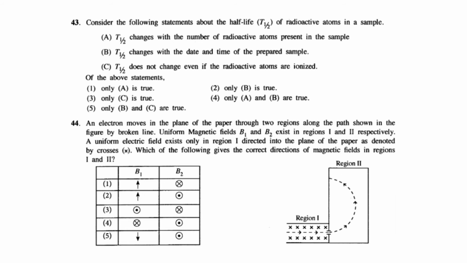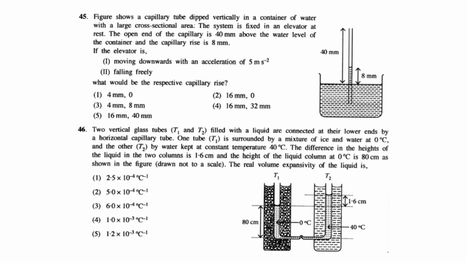Question number 45. Figure shows a capillary tube dipped vertically in a container of water with a large cross-sectional area. The system is fixed in an elevator at rest. The open end of the capillary is 40 mm above the water level of the container and the capillary rise is 8 mm. They are asking for the respective capillary rise if the elevator is moving downwards and also if the elevator is falling freely.